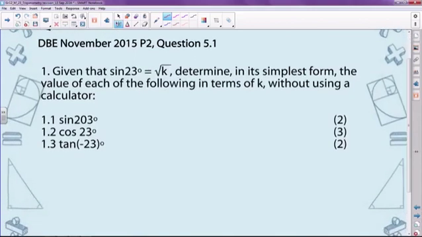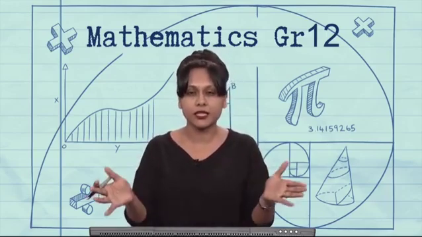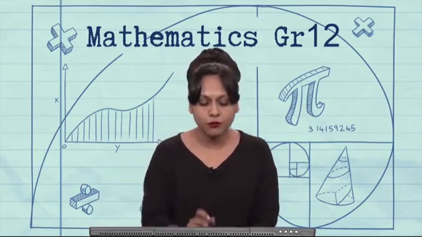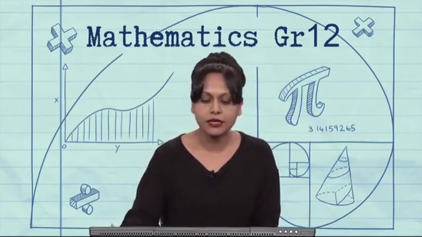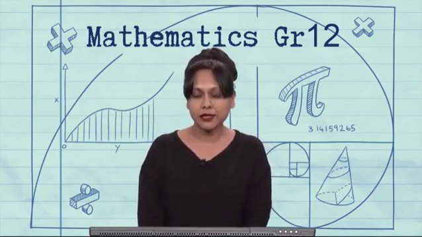Talking about past papers, our first question for today comes from the DBE November 2015 maths paper 2. This is question 5.1, and it's on trig. I'd like you to take down this question and see how far you can get in the next 3 minutes, which I'm giving you to take down the question. You've got 1.1, 1.2, and 1.3 to do. See how far you can get in the next 3 minutes, and draw any necessary or relevant diagram in the time that I'm allocating to you.